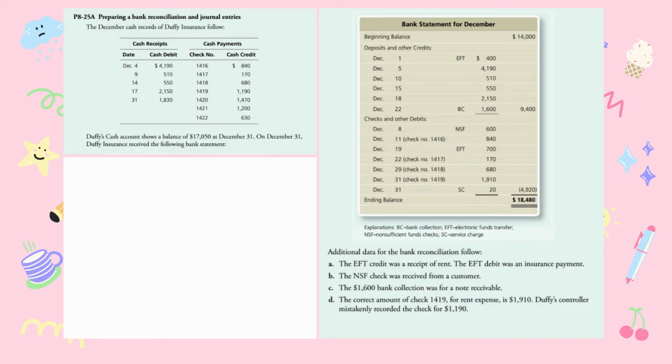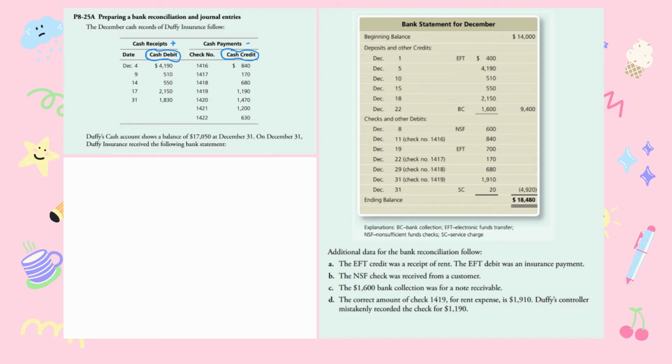So now we have this problem 8-25. We have the December cash records of Duffy Insurance. We have the cash receipts and the cash payments. This is my debit side and this is my credit side. So this is my T account for the cash. So this is my debit side. So here my cash is increasing, and this is my credit side. So my cash is decreasing.